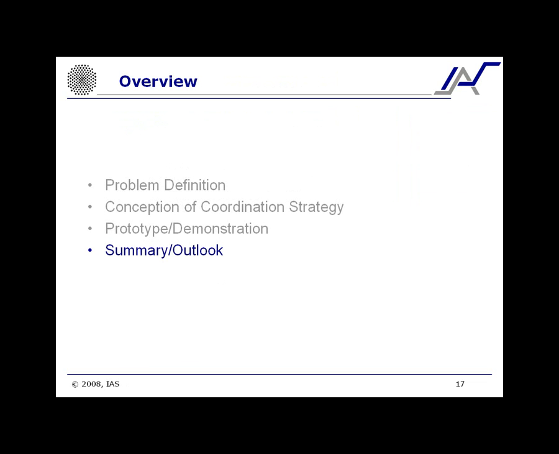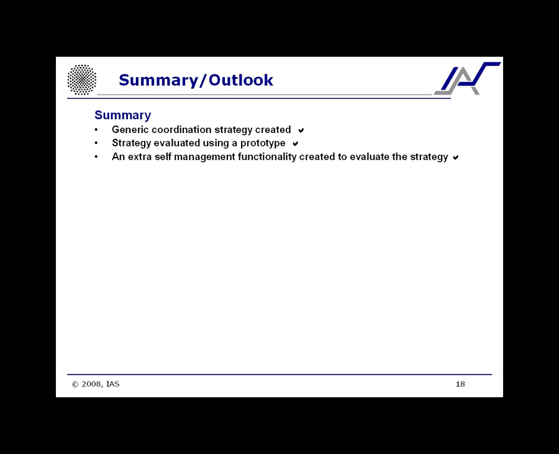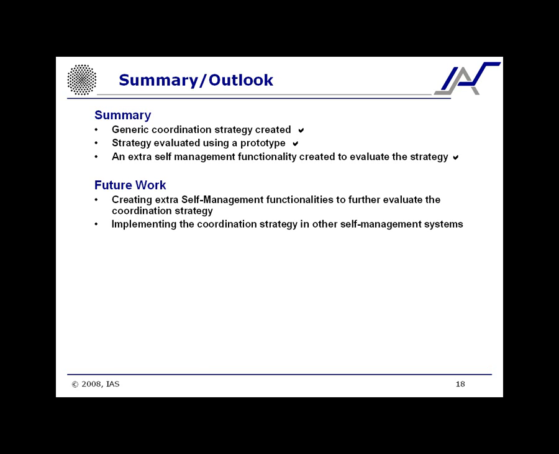Now I'm done with the prototyping. Now on to a summary and a brief outlook of the project. To summarize my project, a generic coordination strategy was created. This strategy was evaluated using a prototype. And an extra self-management functionality was created to evaluate the strategy. When it comes to the future of this project, I would suggest creating extra self-management functionalities to further evaluate the prototype and the coordination strategy. And I would suggest implementing the coordination strategy in different self-management systems to see its power and its effect.